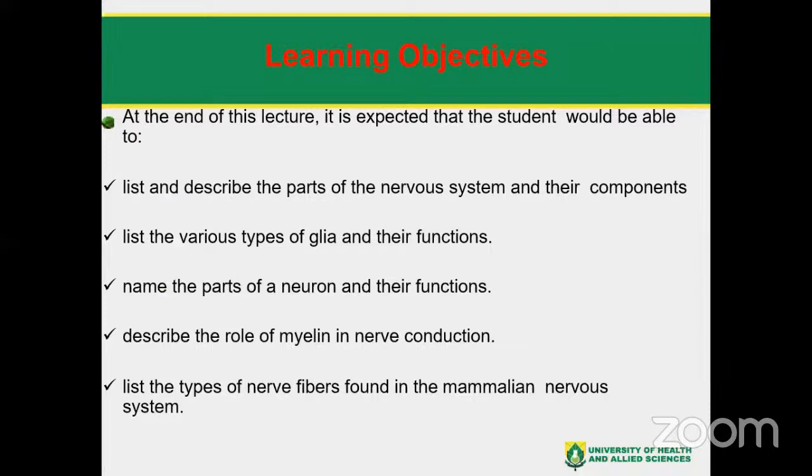These are the objectives. At the end, students should be able to describe the parts of the nervous system and their components. We've already done the parts of the nervous system, so there's no worry about that. Then list the various types of glia and their function. Remember, we have the glia cells, which are the supporting cells that we have.